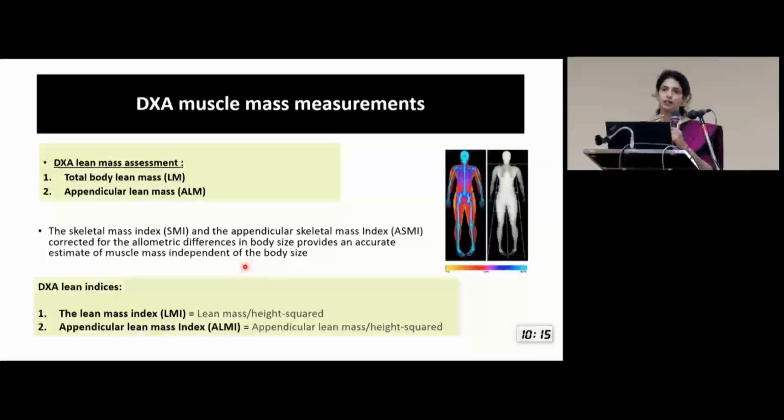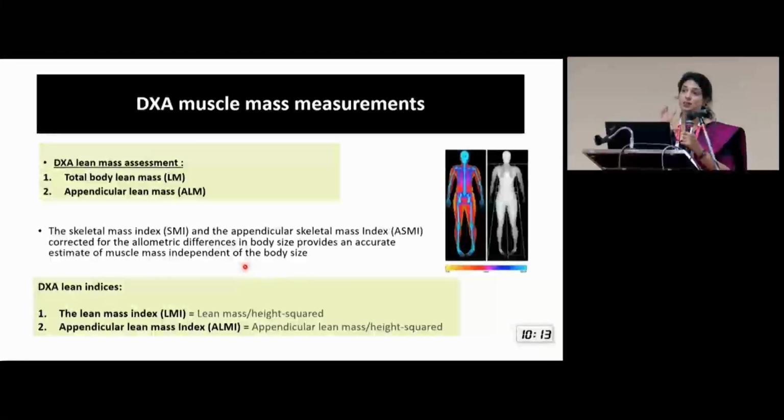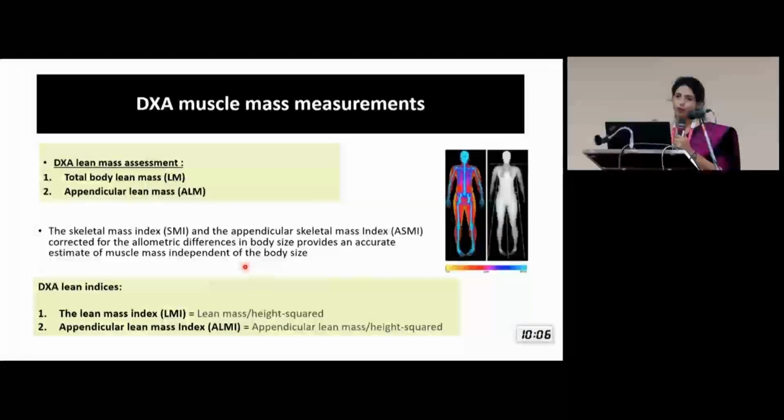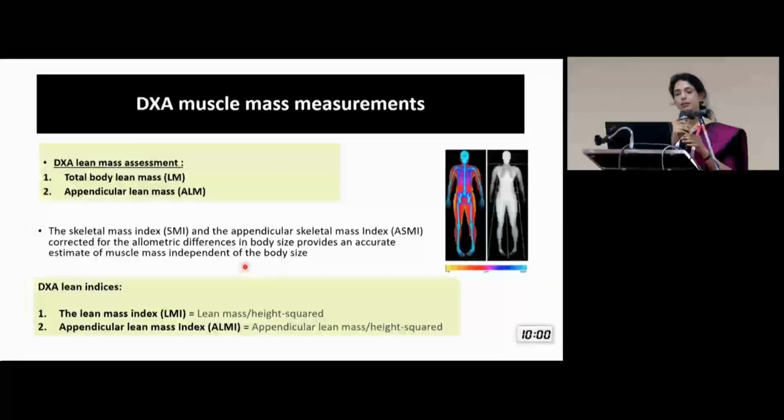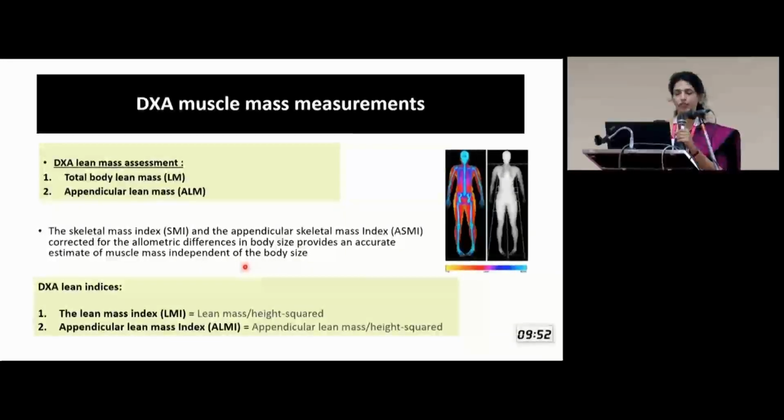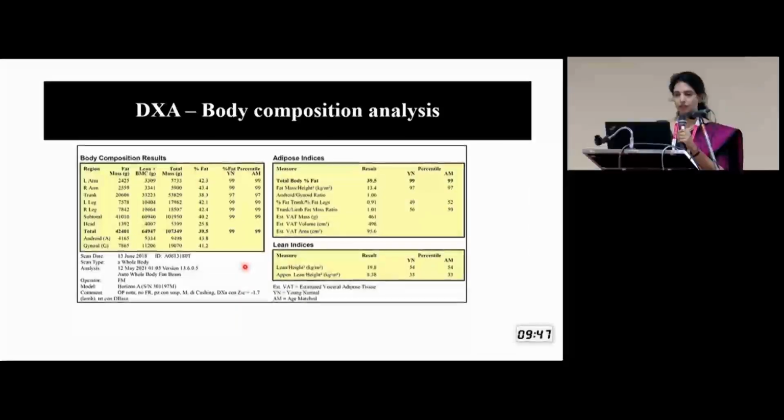Now we know that there could be significant differences in the body size of individuals. Thus, these measures are corrected either by BMI or by height squared to get the indices. So the standard ones reported in the DEXA are the lean mass index, which is lean mass corrected for height squared, and the appendicular lean mass index, which is the appendicular lean mass corrected for height squared. So this is what we get in the report, and this is how the DEXA report looks.